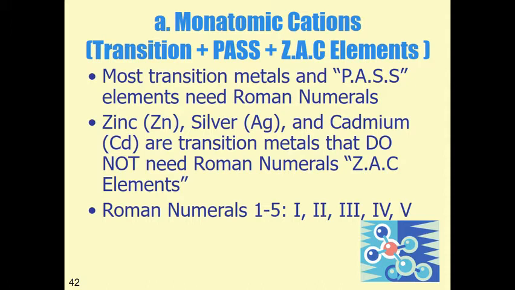Okay, now for those p-block elements, the transition metals and those p-block elements, they need Roman numerals to denote their charge, with the exception of zinc, silver, and cadmium, which are transition metals that do not need Roman numerals because they have fixed charges. So you're going to have to know your Roman numerals for this class. 1 through 10 ideally, but here's 1 through 5. 1 is I, 2 is II, 3 is III, 4 is IV, 5 is V.